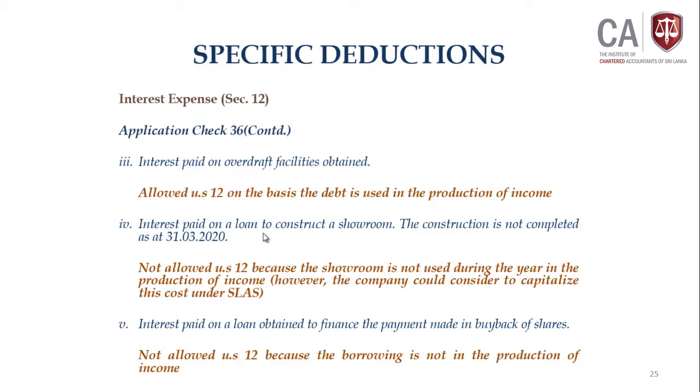Okay. They have given here the first three are allowable, the fourth one not allowable as interest, but you can claim it in the form of capital allowances by capitalization. But the fifth one, I cited the example, is interest which is not covered under section 12.